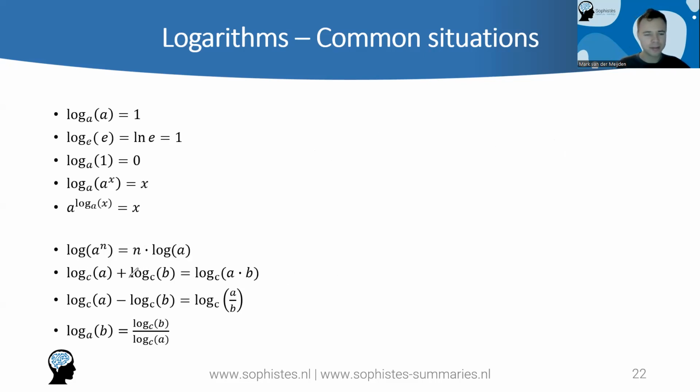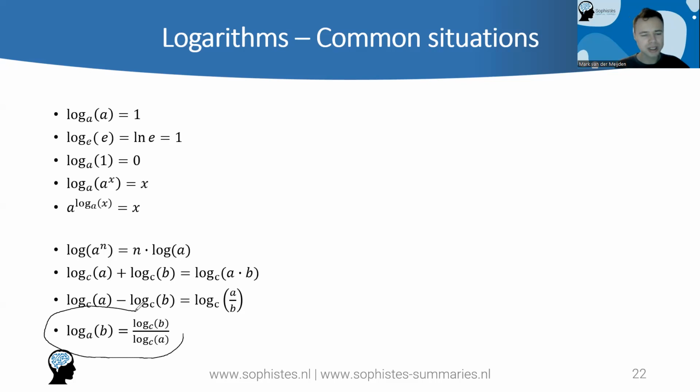Okay. Then here you have some other thing. If you have two logarithms with the same base number, they both have the c as the base number, and you add them together, you can multiply the input, so you can get a times b. And here, if you subtract them, and they have the same base number, you can divide the inputs on each other, a divided by b.